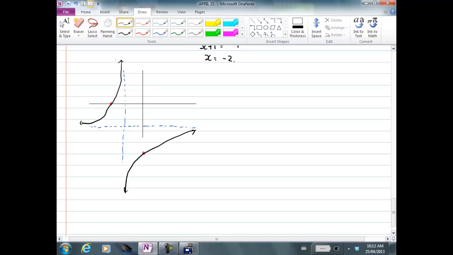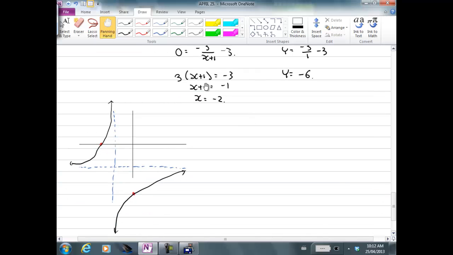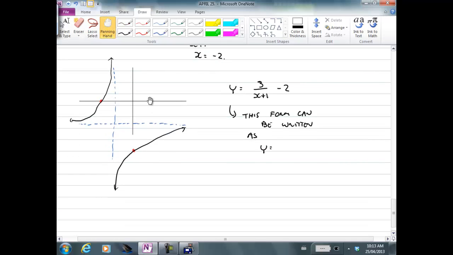So this is called. So let's write down my equation. Y equals to 3, well, just write down 3 this way, over x plus 1. I'm going to write this down. This form can be written as this. This form can be written as y equals to a over x minus h plus k.